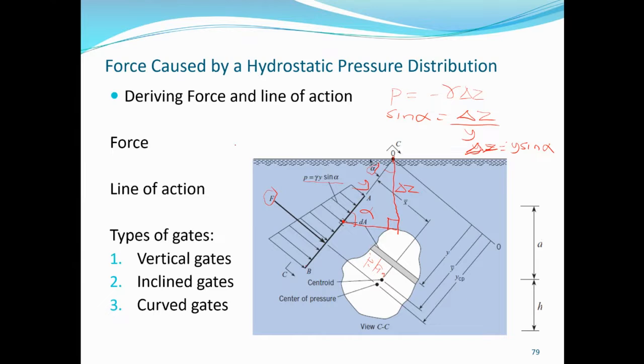So our pressure is now gamma y sine alpha. The minus is to indicate that the pressure increases when z decreases. That is simply why we have the minus sign. So that's why we have the pressure here, gamma y sine alpha. Gamma is the unit weight of the liquid. So that is how we obtain this equation.